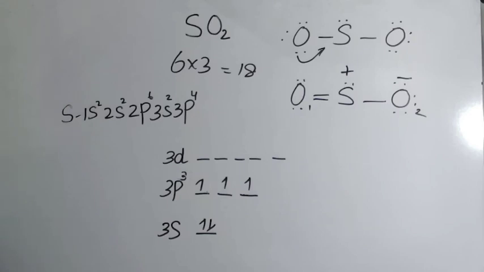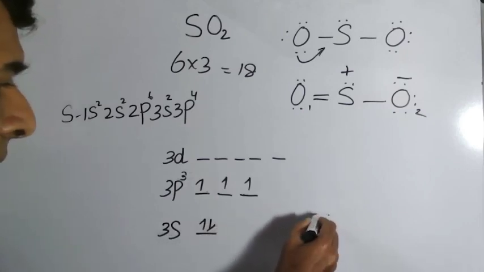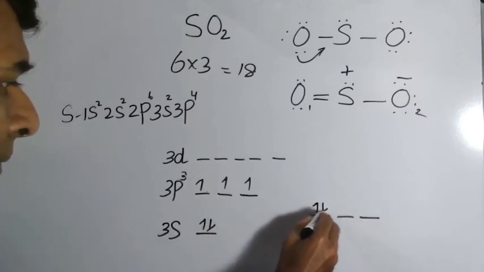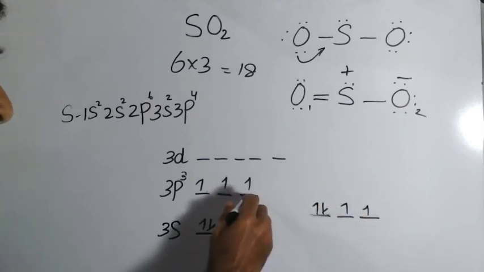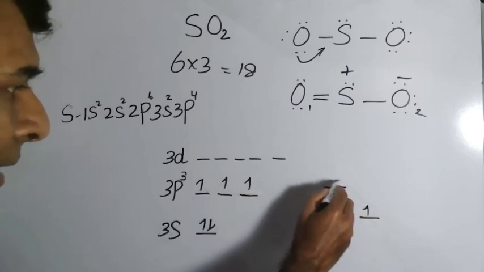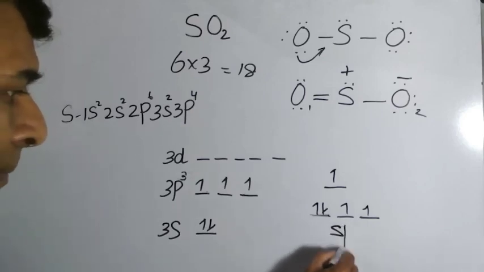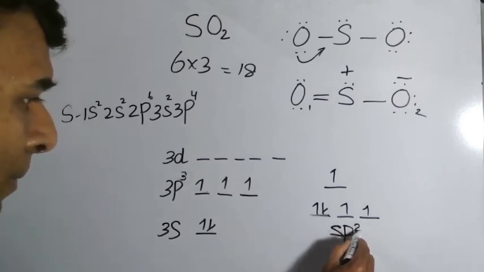So we can take 1 from S and 2 from P. So there's a remaining single electron in an orbital, so that can be used to make the pi bond. Now this should be sp2 hybridization.